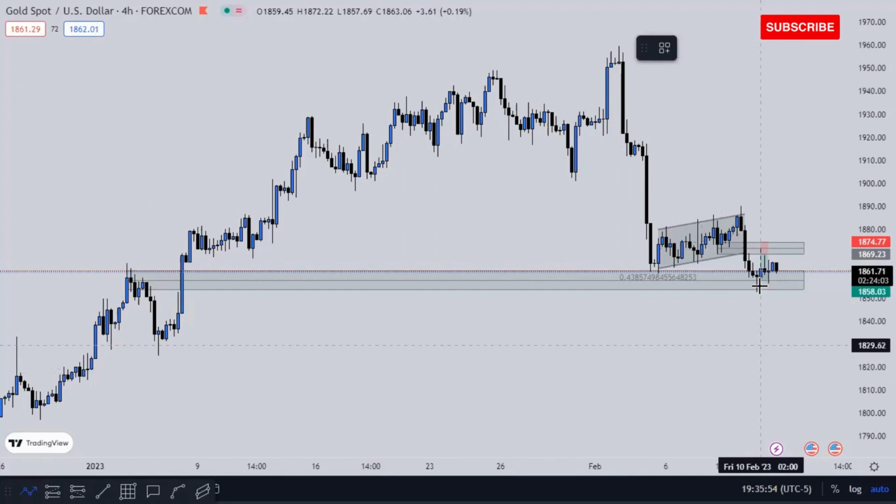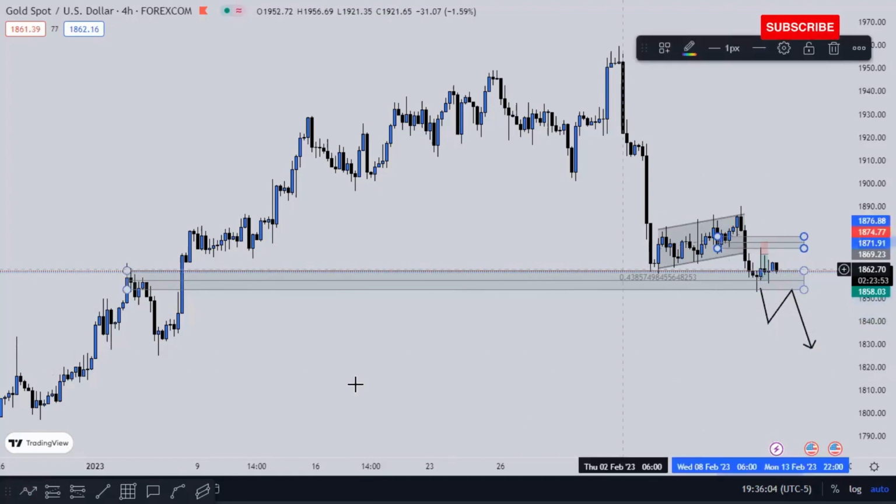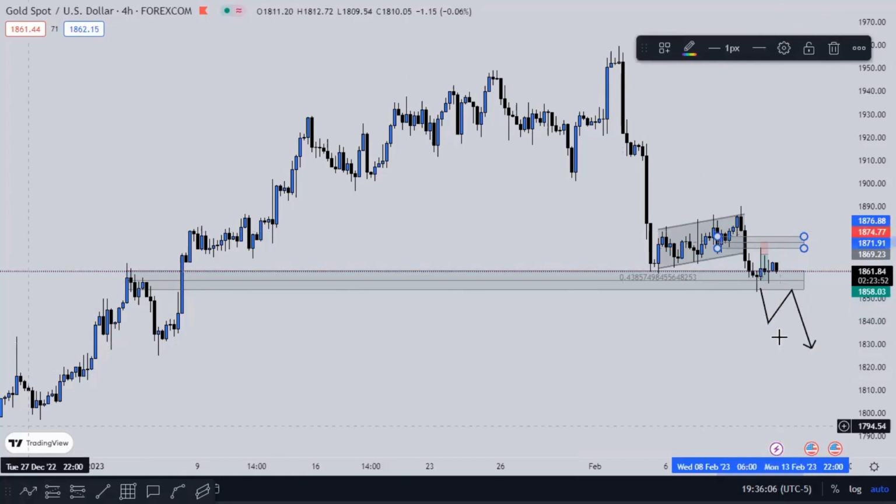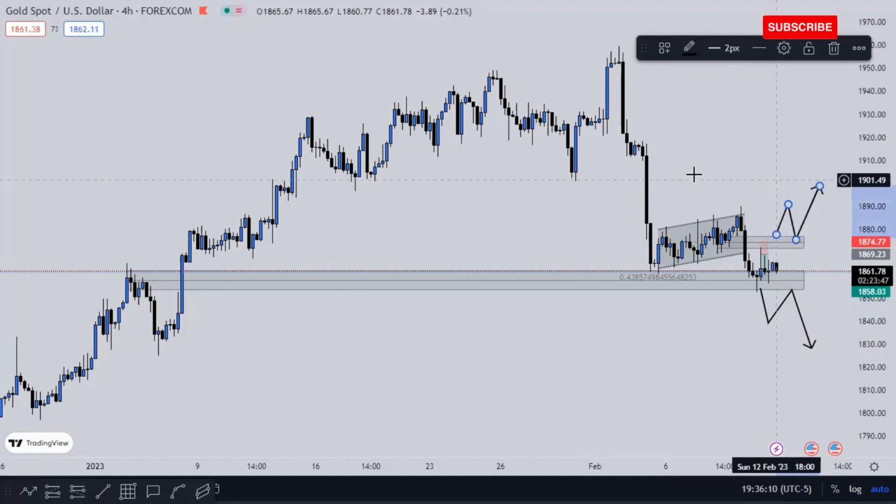What I am anticipating is a break and a retest of that level, or a break and a retest of this level. Either way, we have to buy or sell somewhere, or a break and a retest of this level. So that is pretty much it.